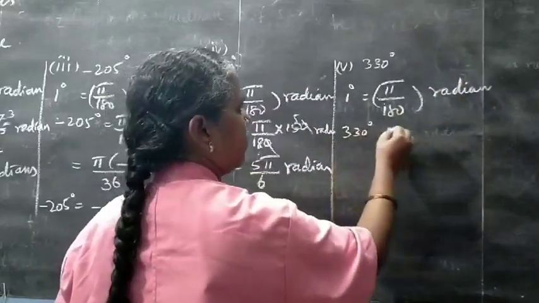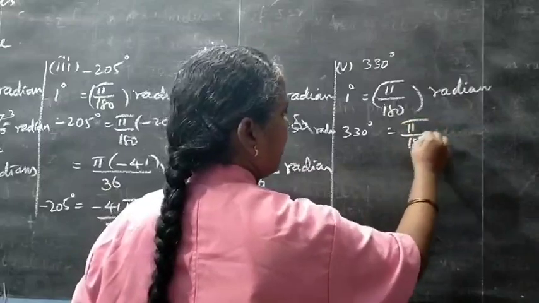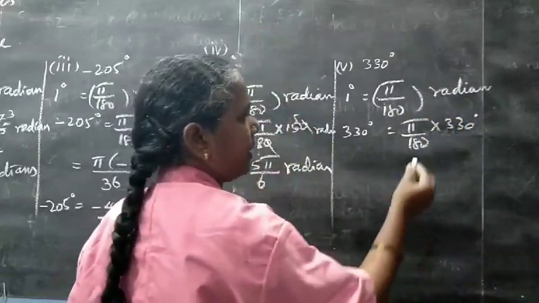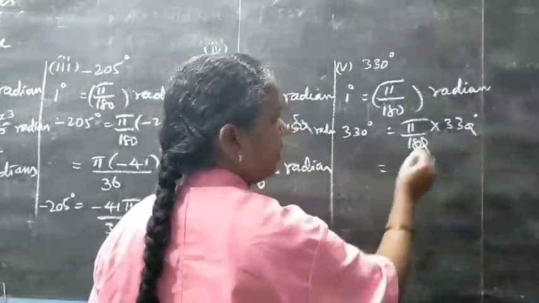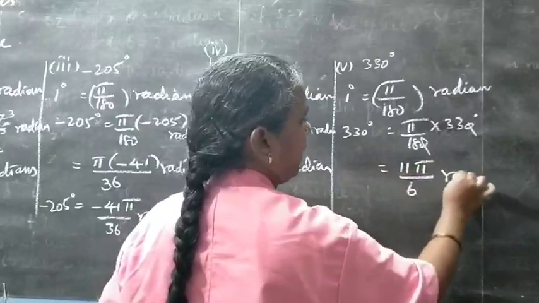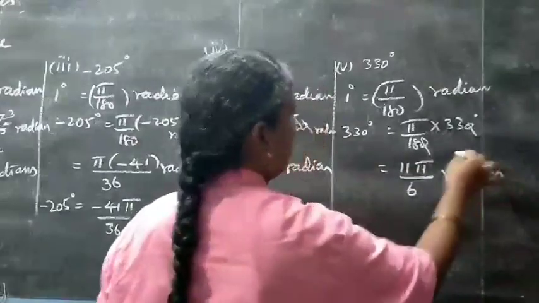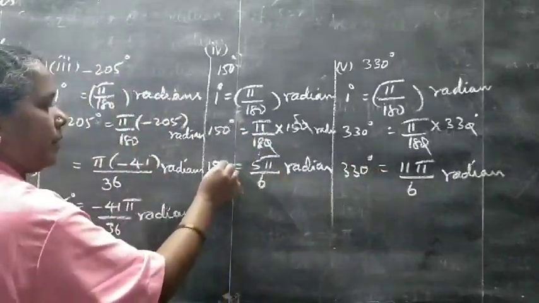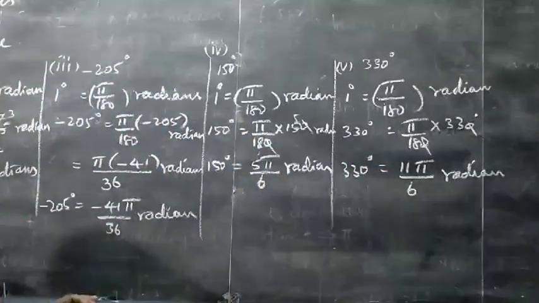330 degree is equal to pi by 180 radian should be multiplied with this. 11 times 6 times. 11 pi by 6 radian is the answer for 330 degree. Okay. Shall we move to the next Roman letter now?